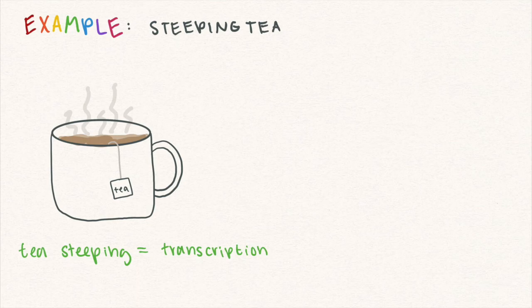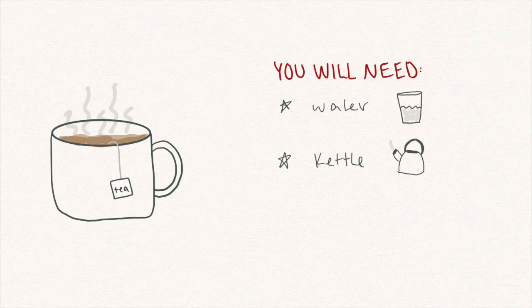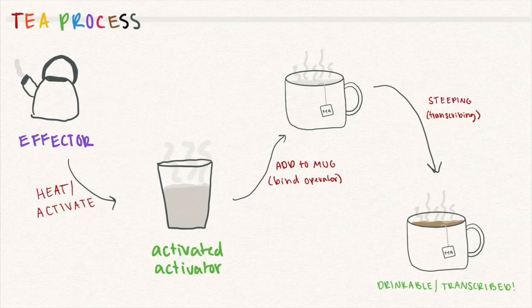The tea bag steeping represents transcription in this scenario, which is the end goal. In order to make tea, you need 2 things, water and a kettle. In this case, the water would be like the activator protein, because that is what activates the tea bag to let it steep. But in order for the tea to actually steep and become drinkable, it needs to be placed in hot water. The kettle acts as the effector, because it is what activates the water by heating it up, which ultimately allows the tea bag to steep and become drinkable.